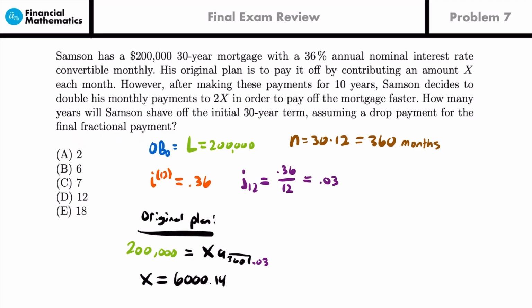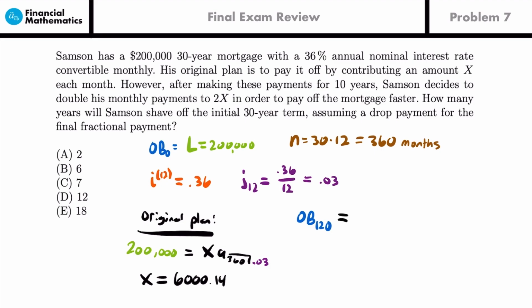So what we need to do here is figure out how much was left in the loan when he switches to those payments of 2X, and then figure out how long it's going to take for those payments of 2X to pay off the loan. And then once we know that value of N, we can figure out how many years he shaved off. Okay, so the first thing we need to find is the balance of his loan after he makes these monthly payments of X for 10 years. So in other words, we're looking for the outstanding balance after 10 years, which, if we're working in terms of months, is 120 months. So we need to find OB 120.